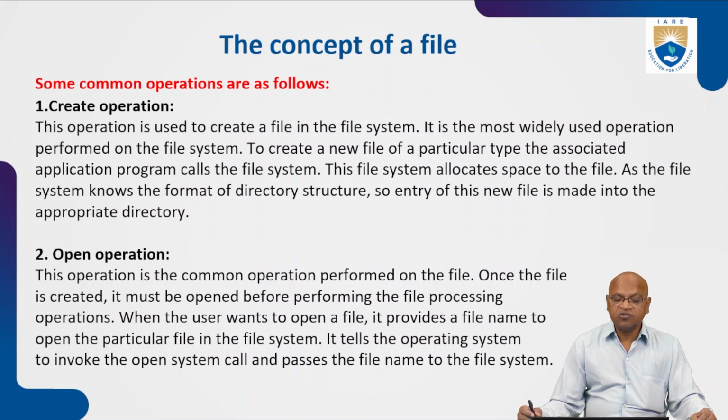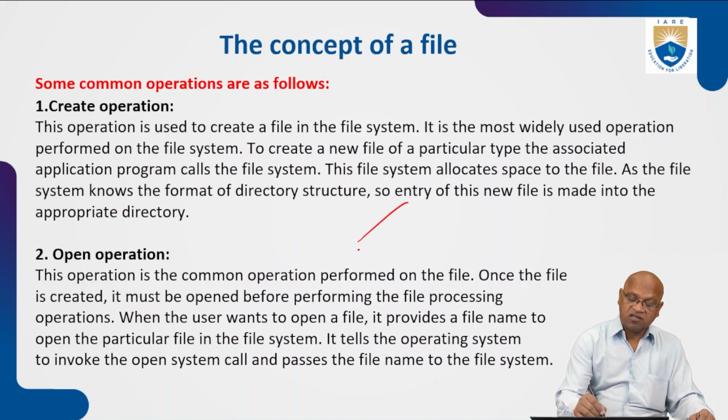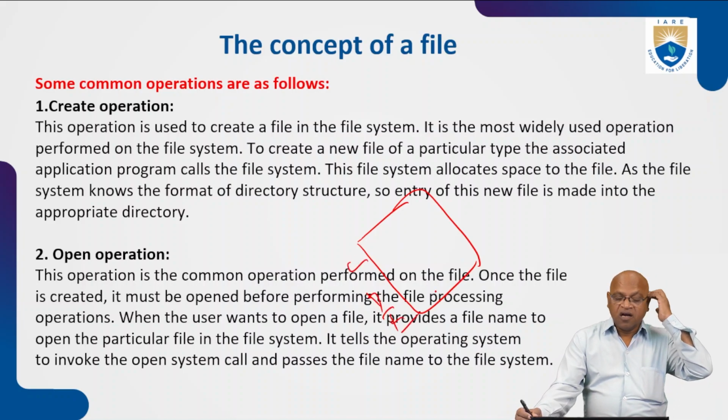This operation is used to create a file in the file system. Once you save it, where are you saving that? Where are you writing? On the hard disk. This is your hard disk, a very big memory: C drive, D drive, U drive. This is a hard disk, and this is where you are saving.